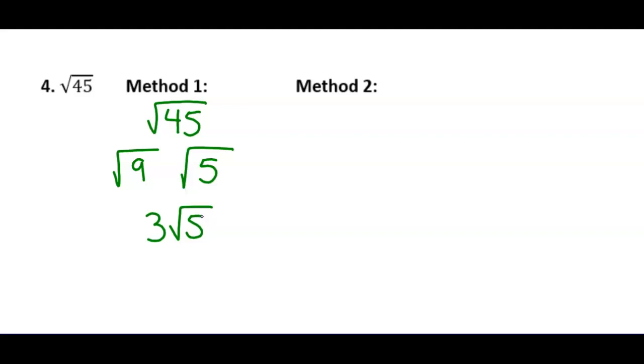So now let's do that if we're going to do the other method. Okay, 45. I can divide 45 by 5. I know that I can divide 45 by 5 because it ends in a 5. I can divide anything that ends in a 5 or a 0 by 5. Okay, so I do that and I get 9.